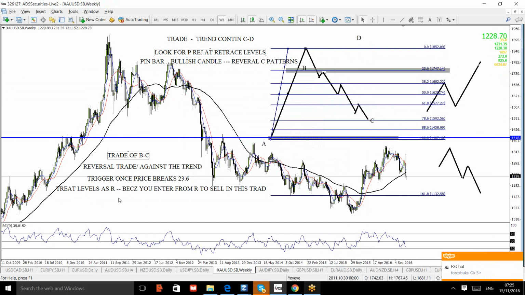Guys, treat levels at resistance, because you enter from resistance to sell in this uptrend. Your CD trade is a counter-trend trade, guys, against the trend. So if it is a rising market, BC will be a sell trade. If it is a selling market, BC will be a buying trade. Do you understand this?